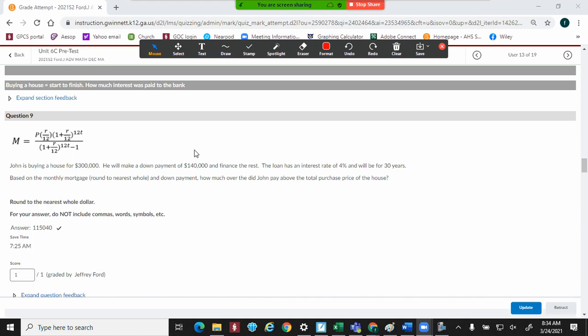All right, so John's buying a house for 300,000. He will make a down payment of 140,000 and finance the rest. The loan has been set for 4% for 30 years based on his monthly mortgage. All right, so this is a lot of information here. First off, we got to use the formula. Secondly, we got to figure out the total money paid to bank, and then lastly, we need to find the interest.